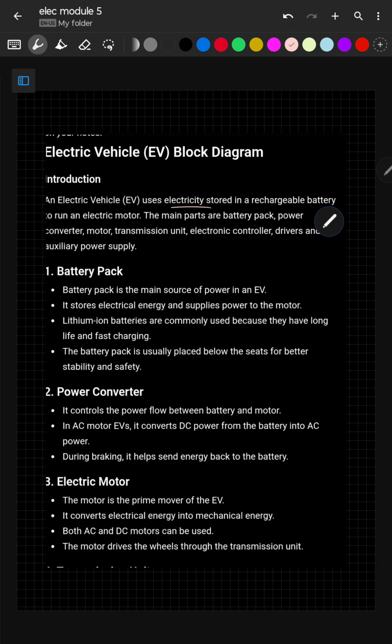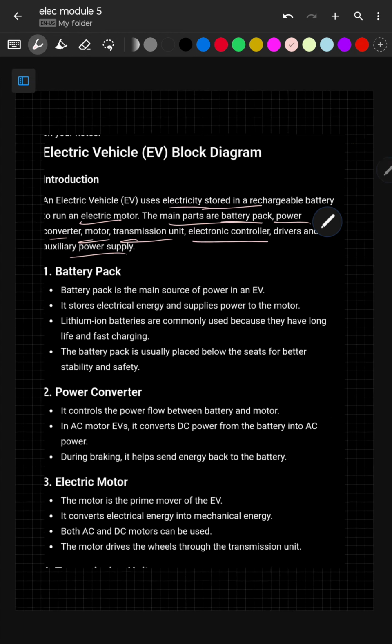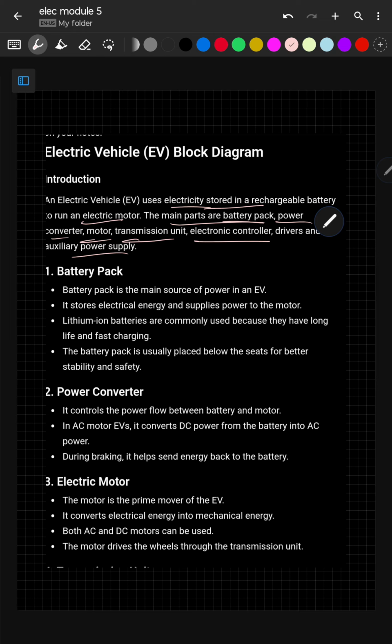An electric vehicle uses electricity stored in the rechargeable battery to run the electric motor. The main parts are battery pack, power converter, motor, transmission, electrical controller and drivers, and auxiliary power supply. Battery pack, I said bank, I'm sorry, it is pack.